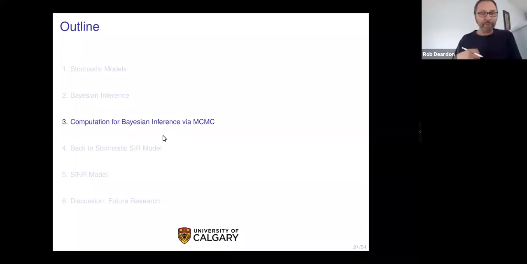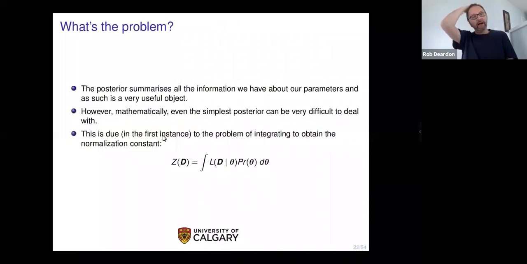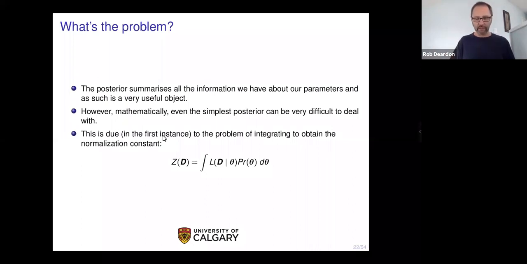Before I can go back to the model, I do also need to talk a little bit about the computation behind doing this. Because as I'm sure most of you are aware, the posterior distribution is a very useful object. It summarizes all my belief from both my data and my prior belief about the parameters. The trouble is we generally can't write it down, because we don't have a closed form solution for it: the normalization constant contains an integral that has no closed form solution.